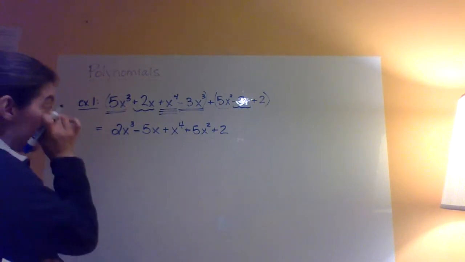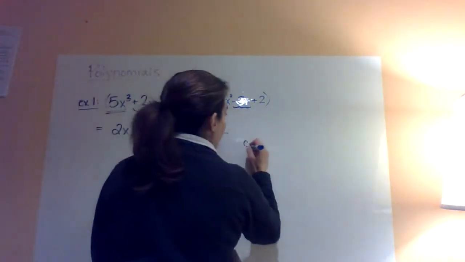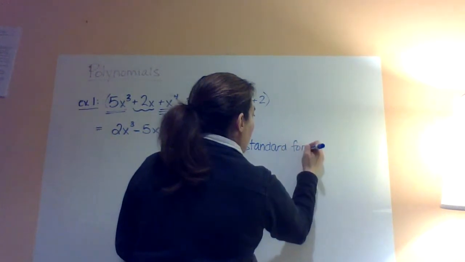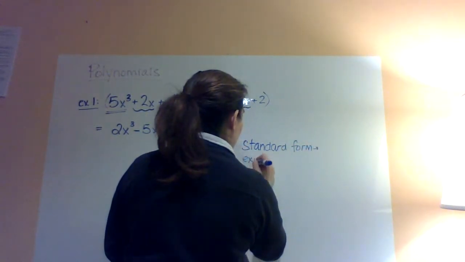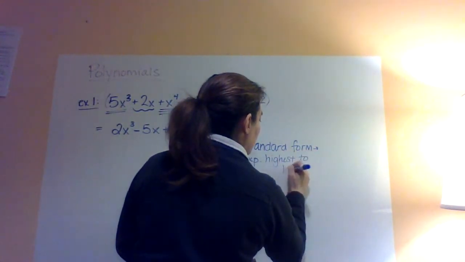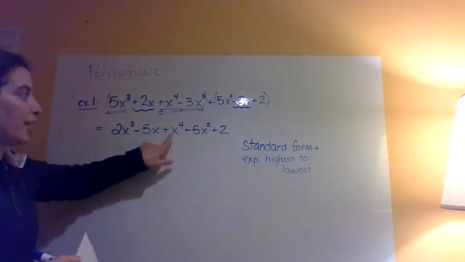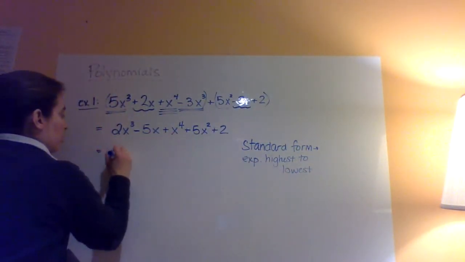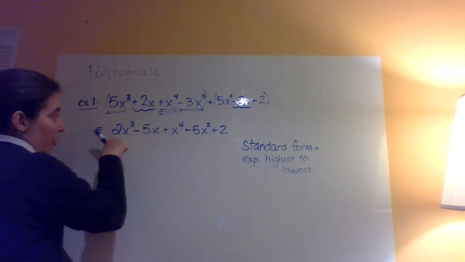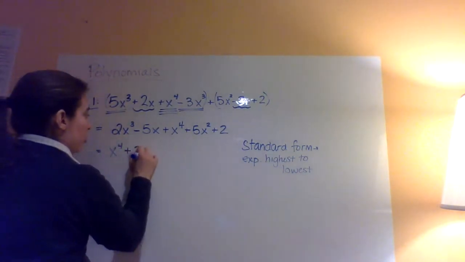And then what I want to do finally is to put it in what we call standard form. So standard form for a polynomial means that my exponents are from highest to lowest. So I look at my terms and I see that I have an x to the 4th, and then I'm going to have an x to the 3rd term. Now this one is positive, I can tell because there's no negative in front of it, so it's going to be plus 2x to the 3rd.